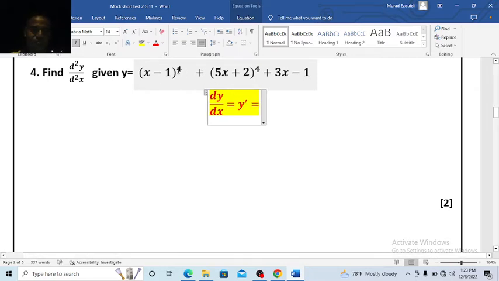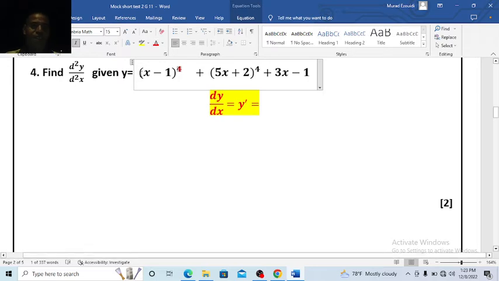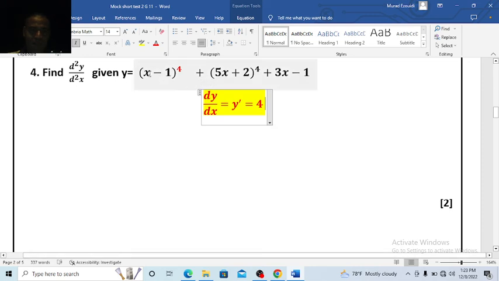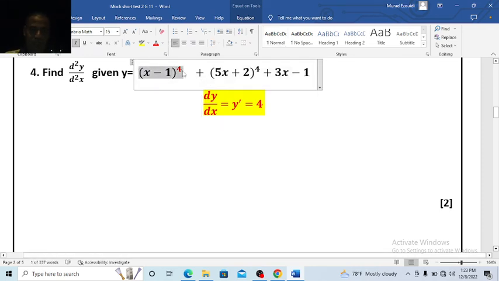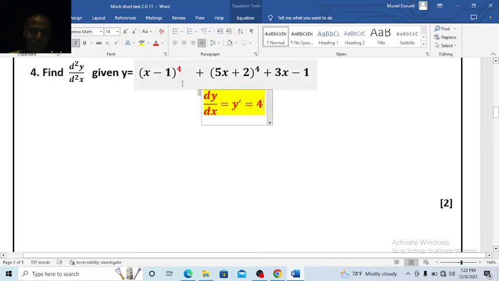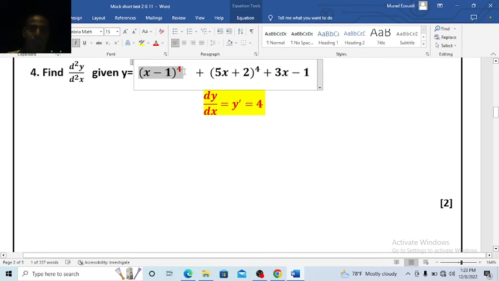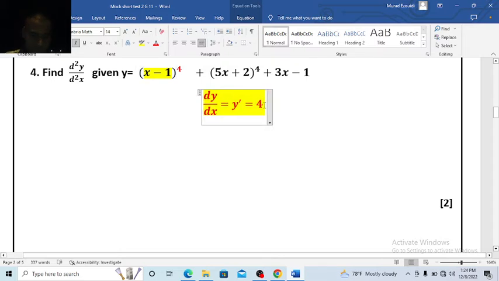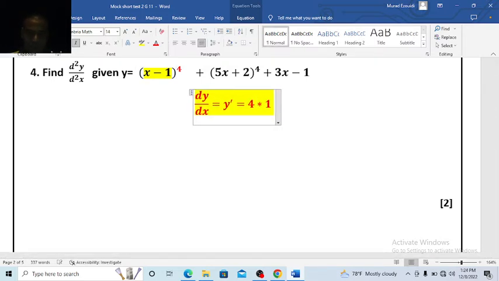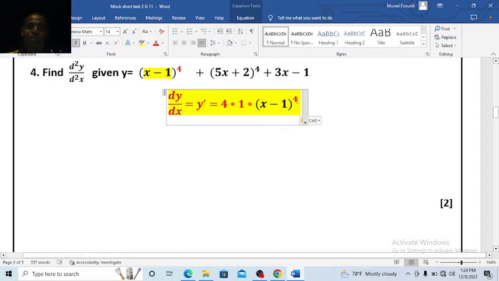It should be equal to 4. You see, this 4 will come before the first derivative of the function, multiplied by the function itself, but you should reduce 1 from the power. So this is 4 multiplied by the first derivative of the function. The first derivative of x minus 1 is 1. I multiply by 1, multiplied by the function itself, but I should reduce 4 minus 1.